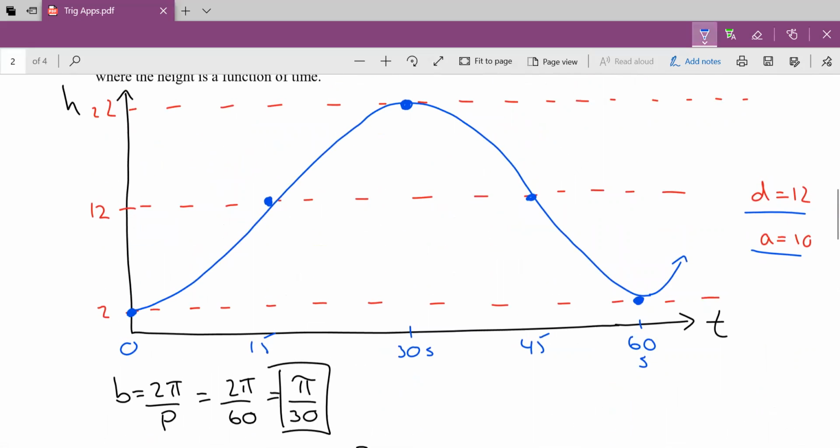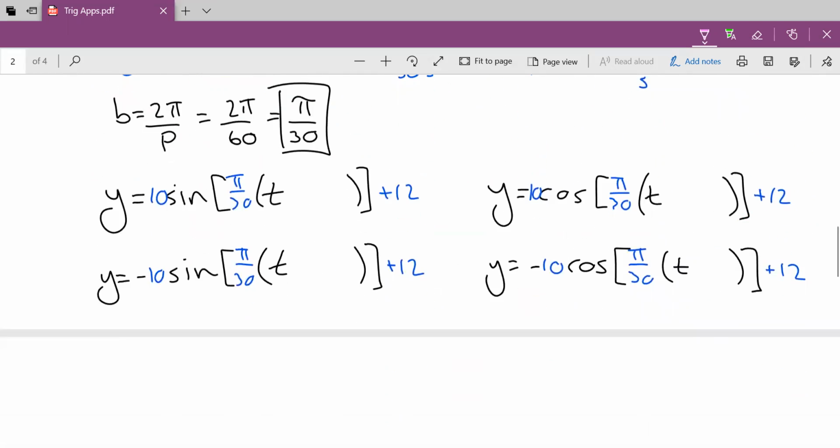A sine graph is what I'll do first. A sine graph starts on the midline going up. There's sine. A cosine graph starts at a max going down. There's cosine. So minus 15, minus 30. Now, that wasn't so bad.